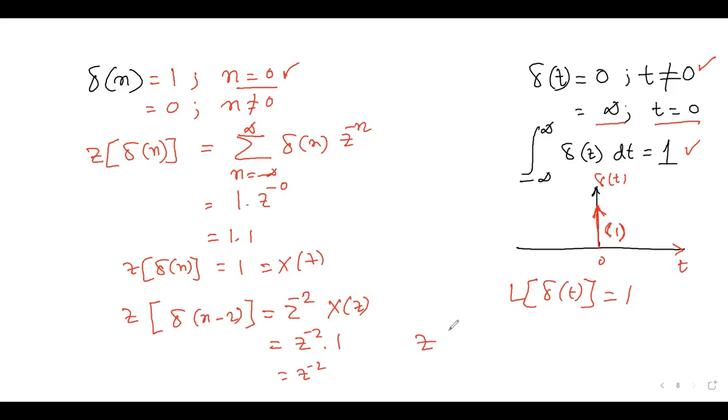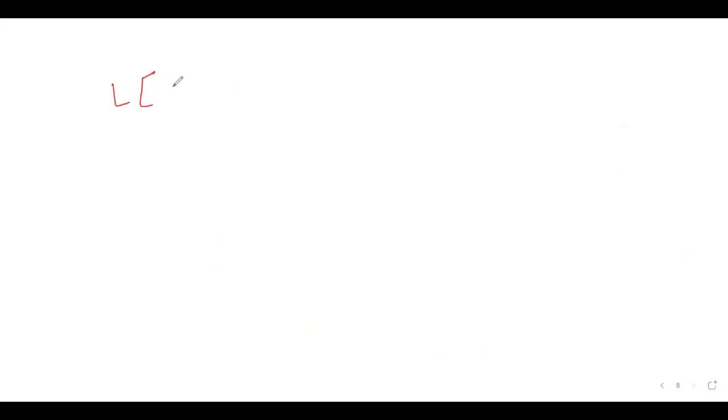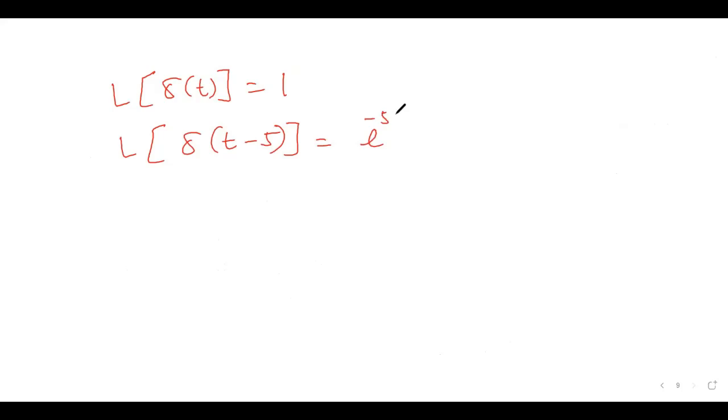Alright, what will be the Z transform of delta n minus 5? It will be z to the power minus 5. Yes, simple. The Laplace transform of delta t is 1. So what will be the Laplace transform of delta t minus 5? By the second shifting property, it will be e to the power minus 5s into the Laplace transform of delta t, that is e to the power minus 5s into 1, which is e to the power minus 5s.